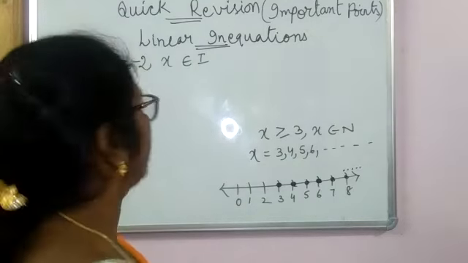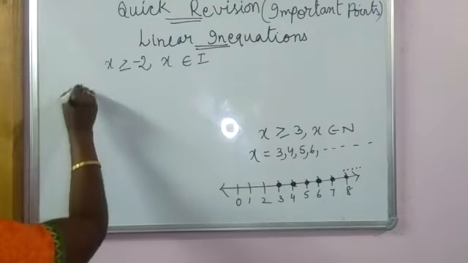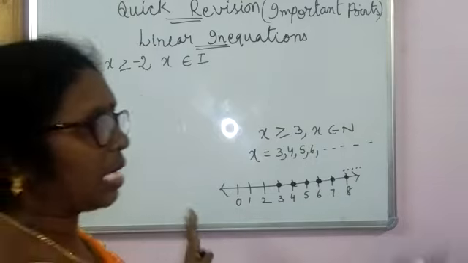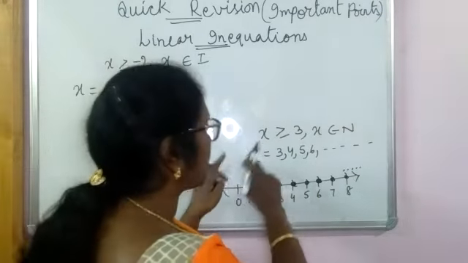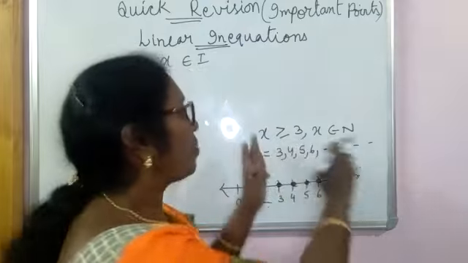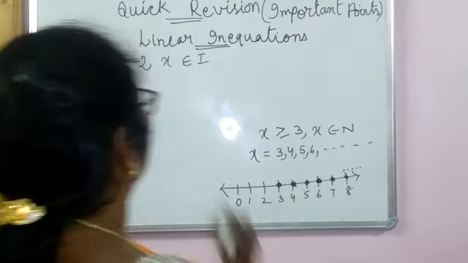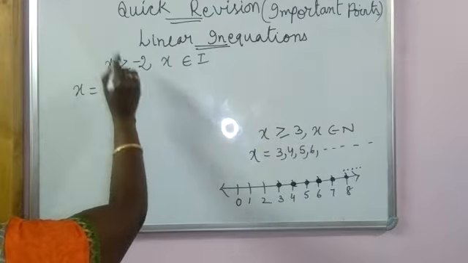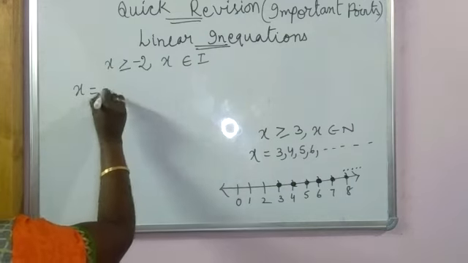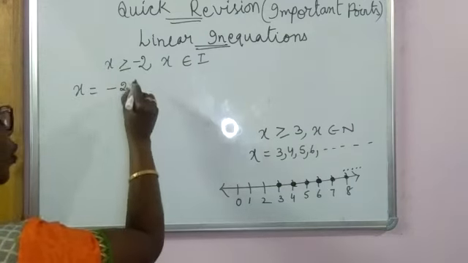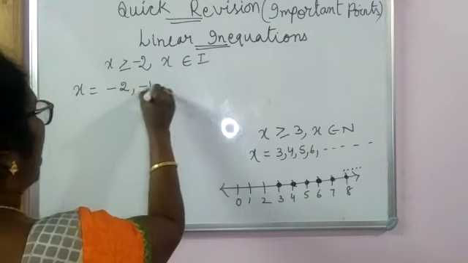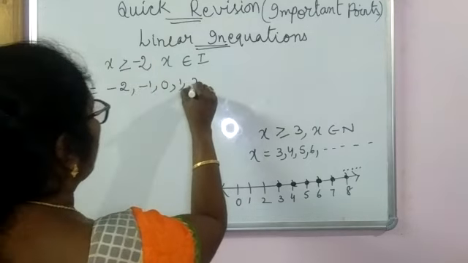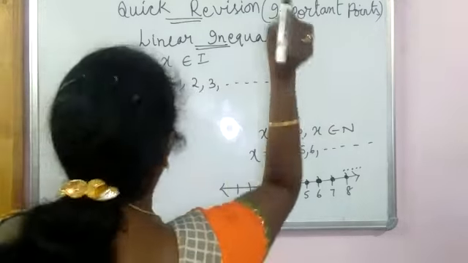x belongs to integers. What are the values of x? Here the solution set is not asked. If the solution set is asked, you have to write the solution set, all these within curly brackets. The integers greater than or equal to minus 2. That means minus 2 is also included: minus 2, minus 1, 0, 1, 2, 3 and so on.